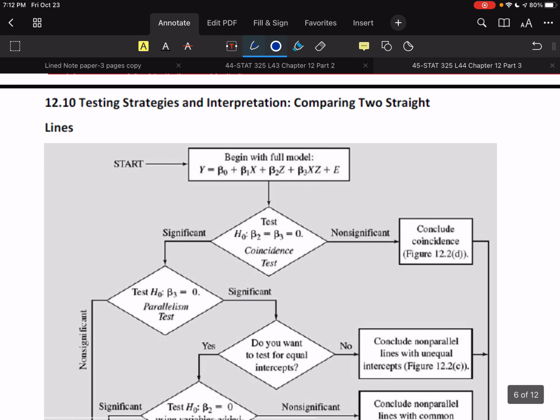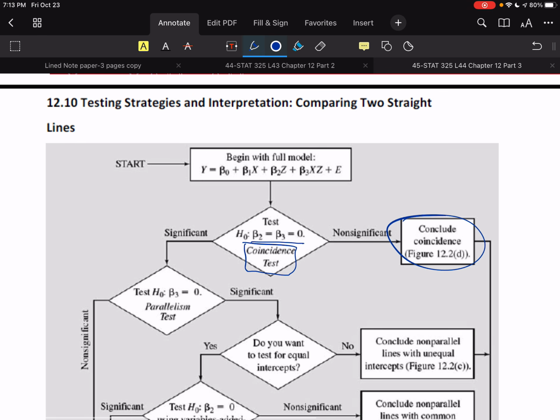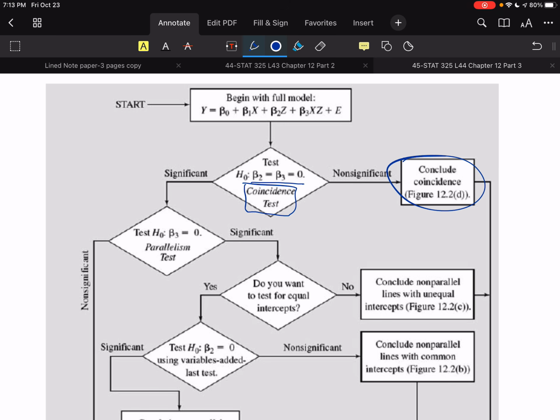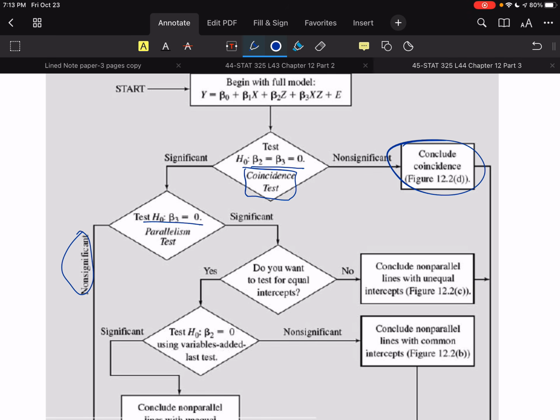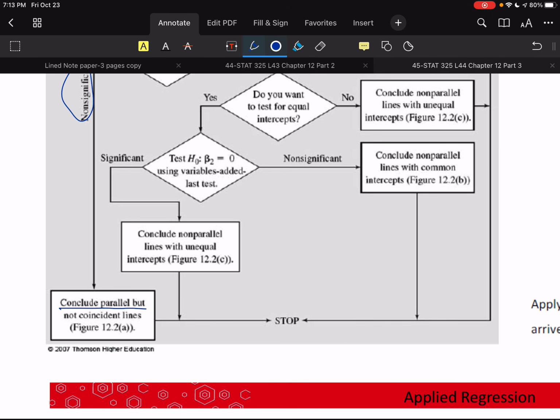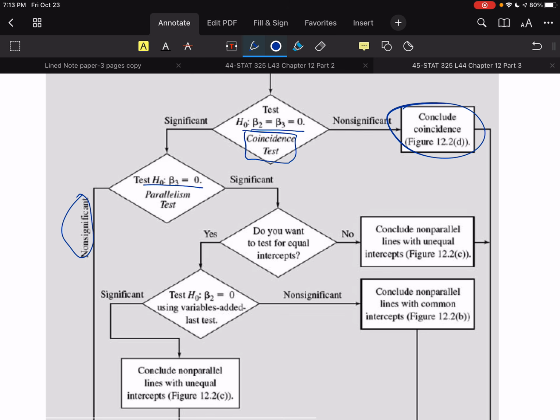So now let's look at this strategy. Okay, so we're going to start with the full model. And the first test is that beta 2 and beta 3 are equal to 0. If we start with the coincidence test, then if it's not significant, then we can conclude that they're coincident and we're done. So we've done the minimum number of testing by using this strategy. If it's significant, in other words, beta 2 or beta 3, one of those is not equal to 0, then we test for parallelism. And if beta 3 is not significant, then beta 2 is basically not 0. So we consider that they're parallel but not coincident lines, and we're done.